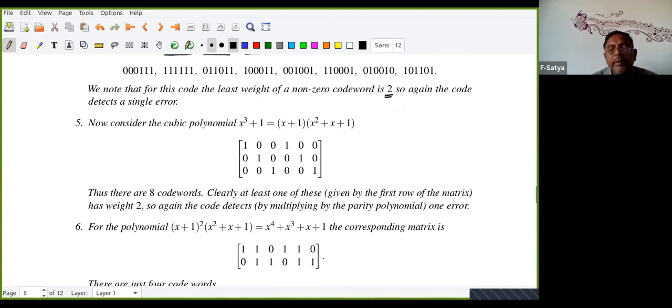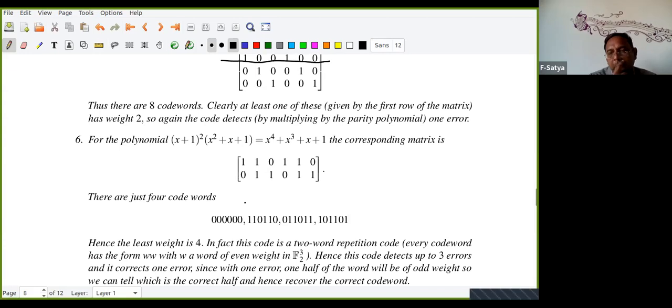Now take x cube plus 1, that is x plus 1 and x square plus x plus 1. Now, how many code words will there be? Total 8 code words, their combinations. Again, the weight has to be 2. No need to worry, because here itself, in this row, the weight is 2. So the weight of the entire code is also 2, it cannot be 1. So again, no use.